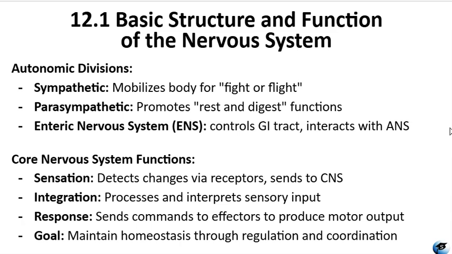Functionally, the nervous system performs three primary tasks. First, sensation involves detecting changes in the internal or external environment through specialized receptors and transmitting this information to the CNS. Second, integration occurs within the CNS where the sensory information is processed and interpreted in order to determine an appropriate response. Third, the system initiates a response by activating muscles or glands, thereby helping to maintain homeostasis.